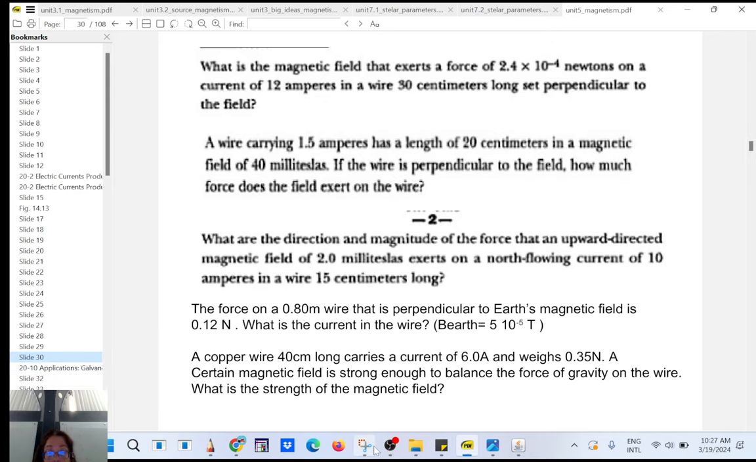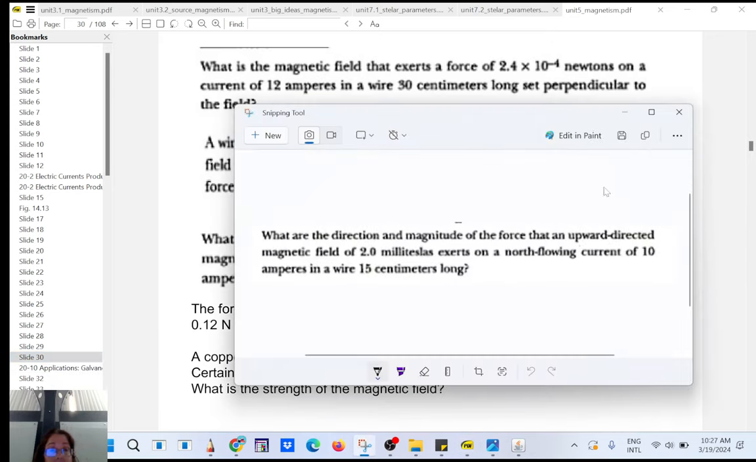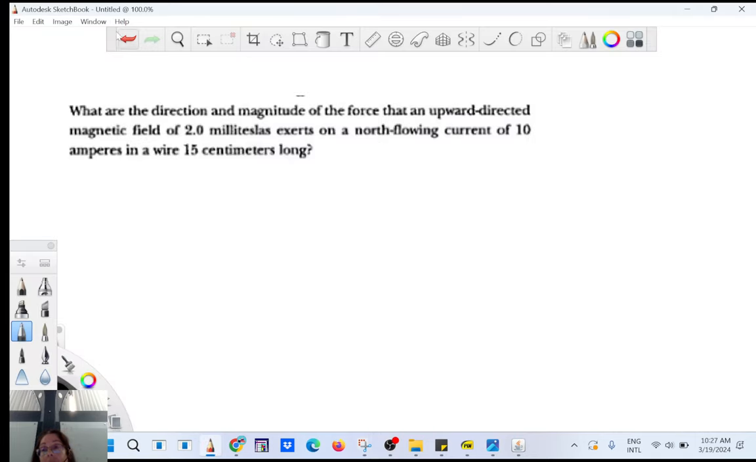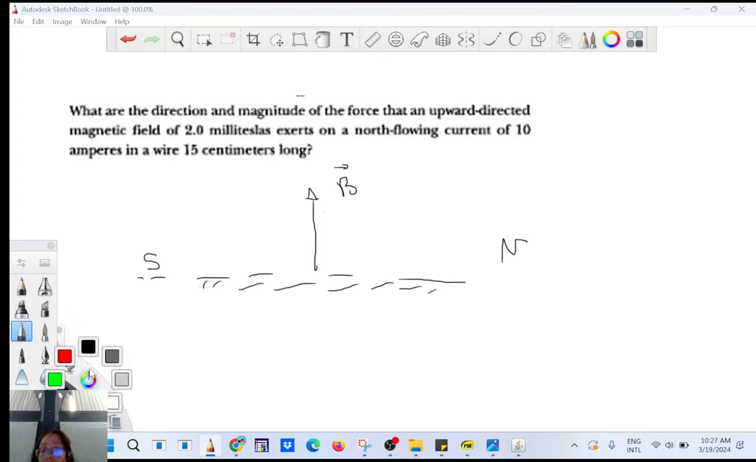Number three. Are you doing number three? Is that number three or what? I'm lost. What is the direction and magnitude of the force for an upward directed magnetic field? Okay, so the magnetic field is going this way, with the current flowing north. So I'm deciding that north is here, south is here. I guess this is the ground. Okay, so you have now the current going this way. So up, you have the magnetic field here.